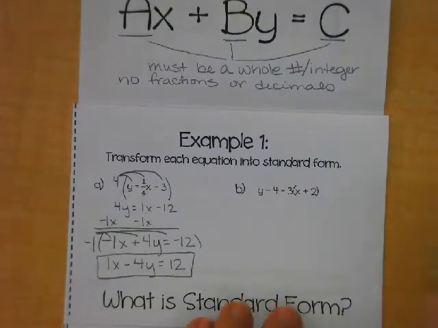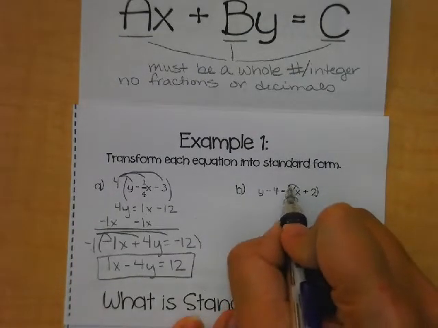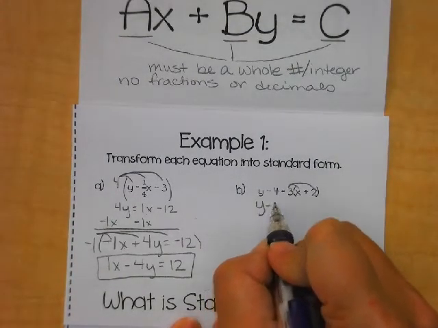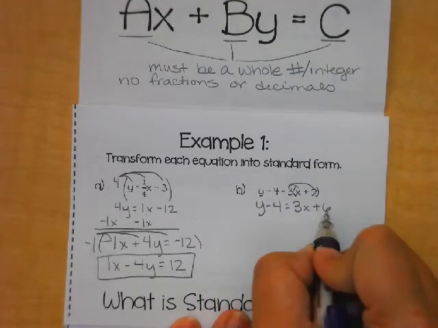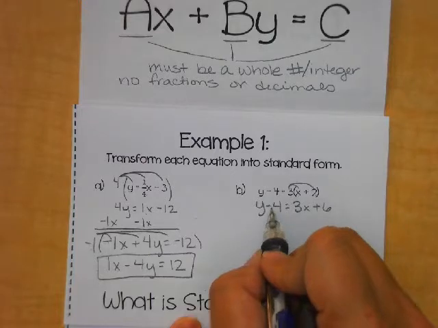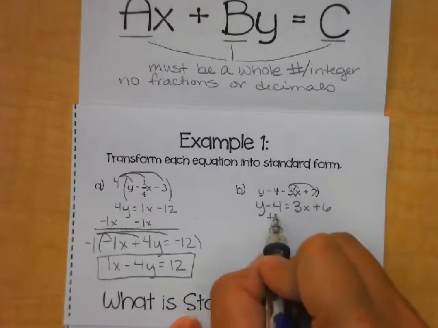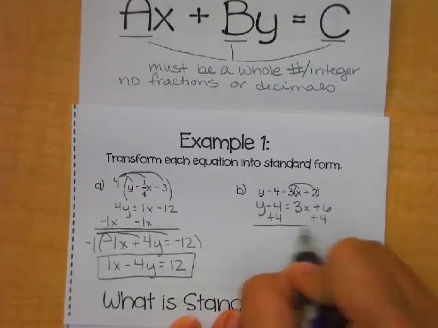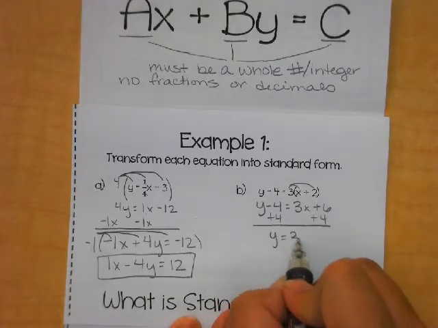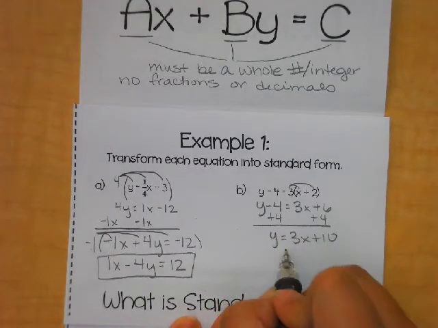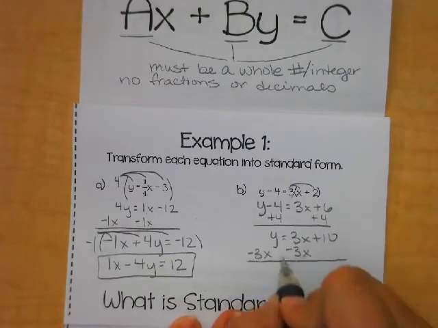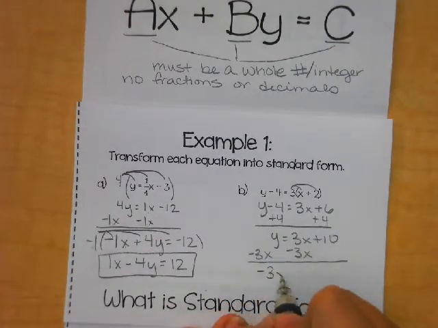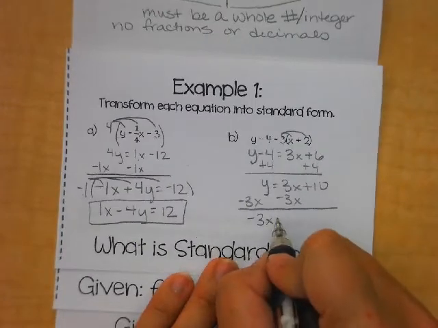Let's look at this next one. We have to distribute. We don't have any fractions, so that's nice. This one is point slope, 3x plus 6. So we're going to move that constant over just like before. 3x plus 10. But now we need to move the x to the other side. And when we're moving that x, ladies and gentlemen, we are only adding or subtracting.